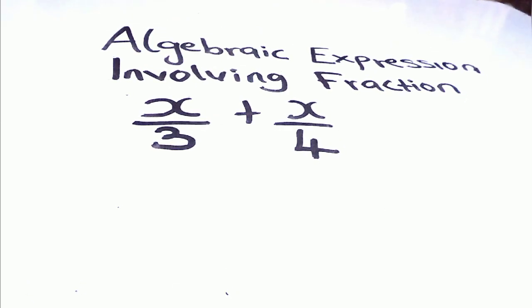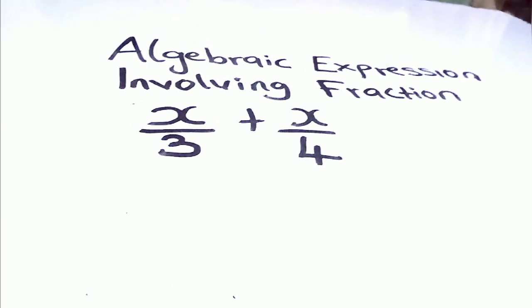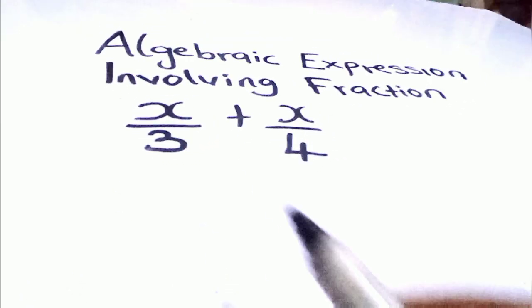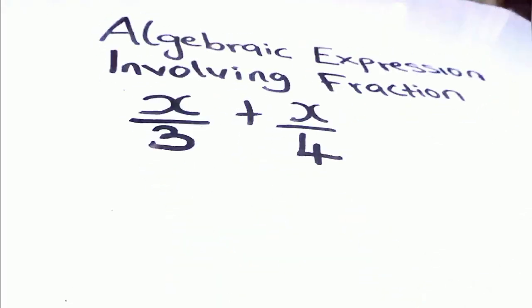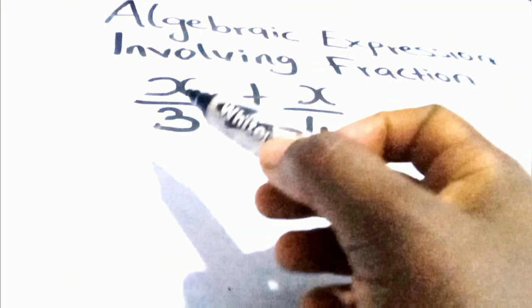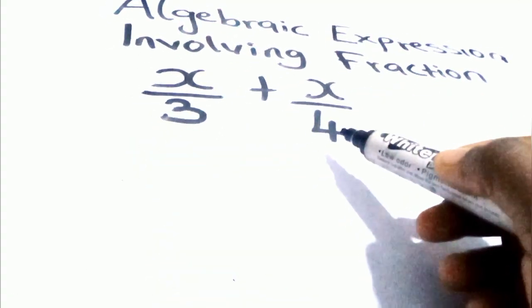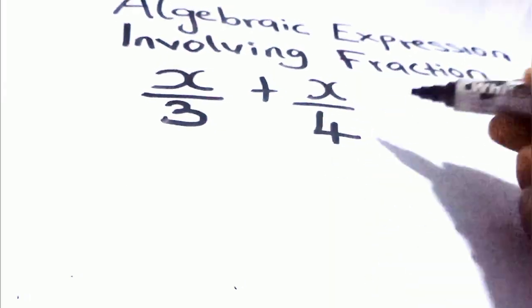In today's class, you have algebraic expressions involving fractions. For example, you have x over 3 plus x over 4. To solve this expression, what do you do? You first find the LCM of the denominators. Check out my video on how to solve LCM. The LCM of these two denominators is 12.